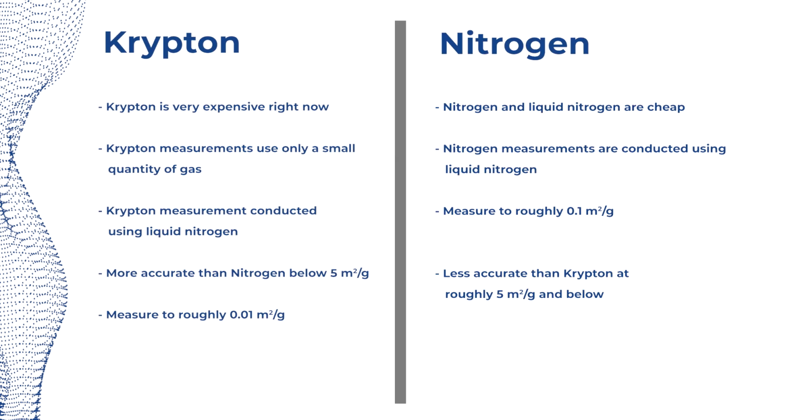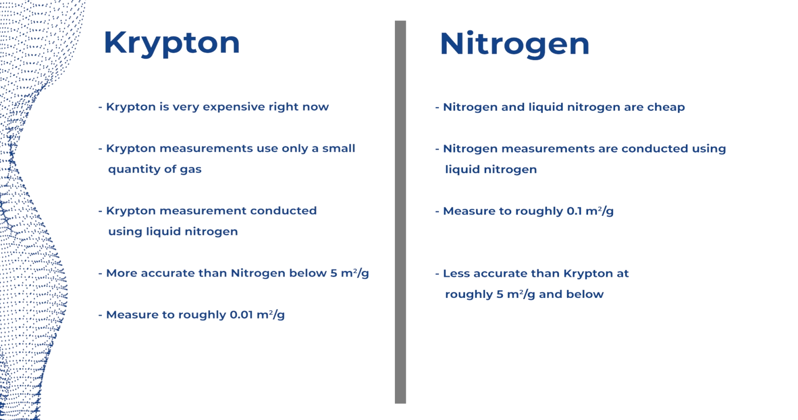Now let's look at some of the pros and cons of krypton versus nitrogen. Krypton tends to be quite a bit more expensive than nitrogen. Krypton measurements, however, only use a very small quantity of gas for each measurement, compared to what you'd use for a nitrogen measurement. Additionally, you'll also use liquid nitrogen to maintain the temperature of the dewar, which is the same as what you'd use for a typical nitrogen physisorption experiment. You may find that krypton is a little bit more accurate when determining the surface area of samples below 5 meters squared per gram, and you can measure down to roughly 0.01 meters squared per gram accurately.